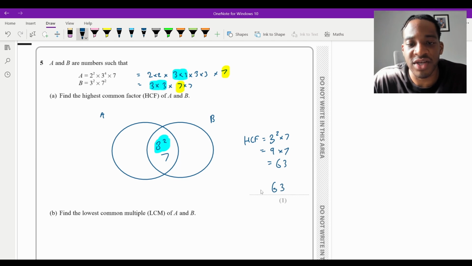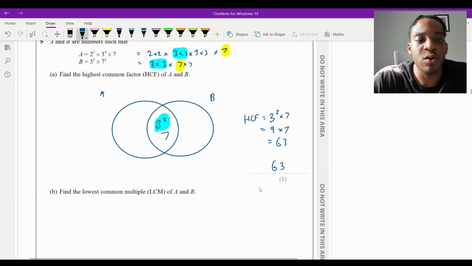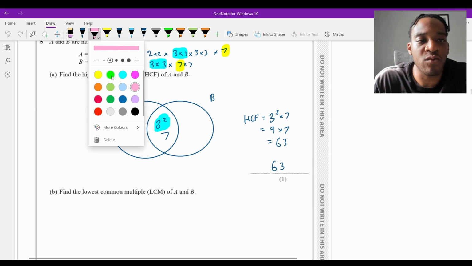So the highest common factor of these two numbers is 63. Now we need to find the lowest common multiple of A and B. So again, we need to use our Venn diagram, but we actually need to fill in the rest now. So what is missing? What haven't we used?